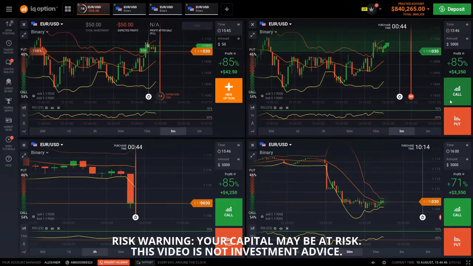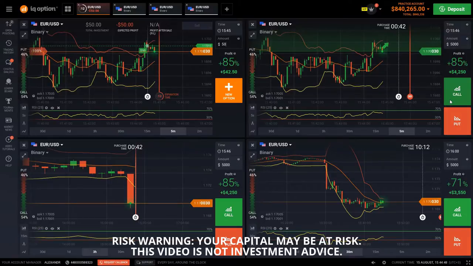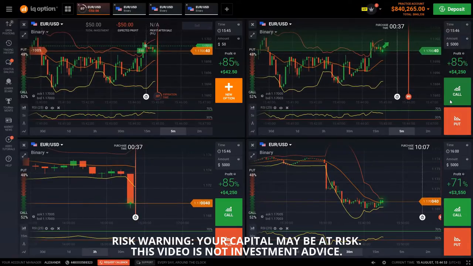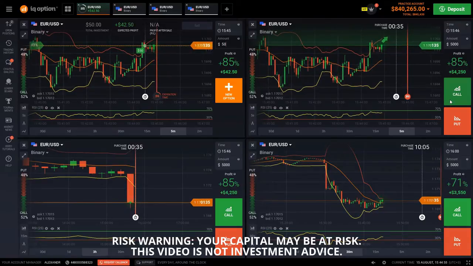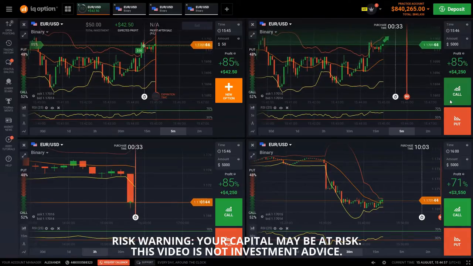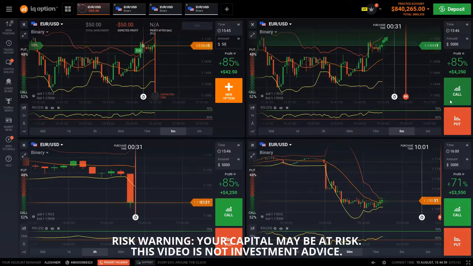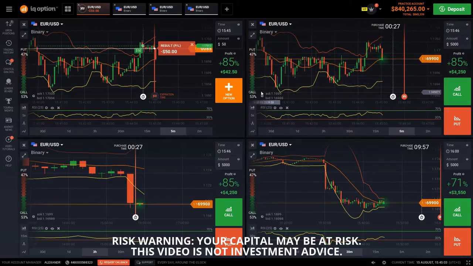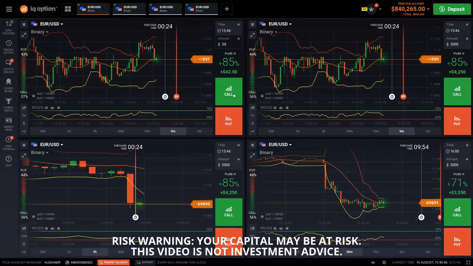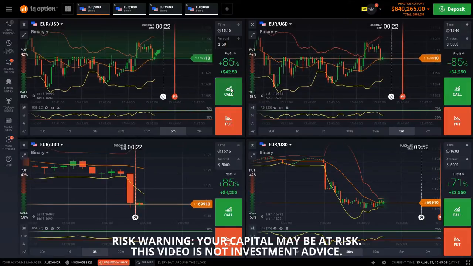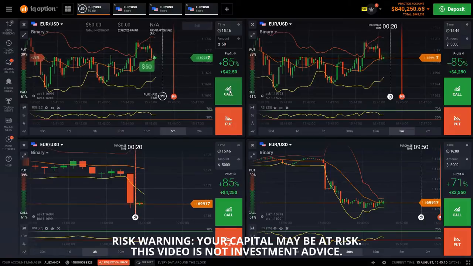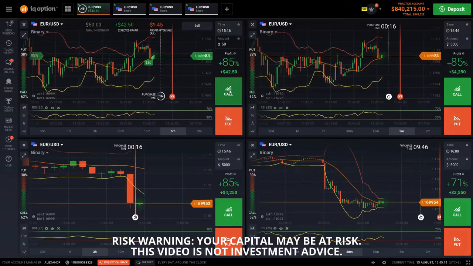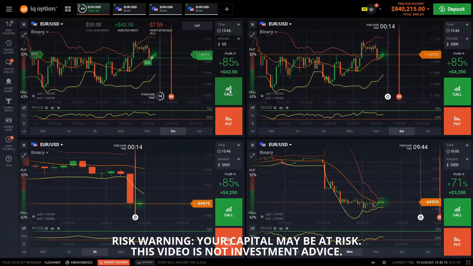Now, if you look at the 15 minutes chart, we had a very big downward trend in the last 15 minutes. So it may reverse back again from the bottom to the top during the next 15 minutes. So this is a very crucial point. You have no idea if it's going to go up or down.